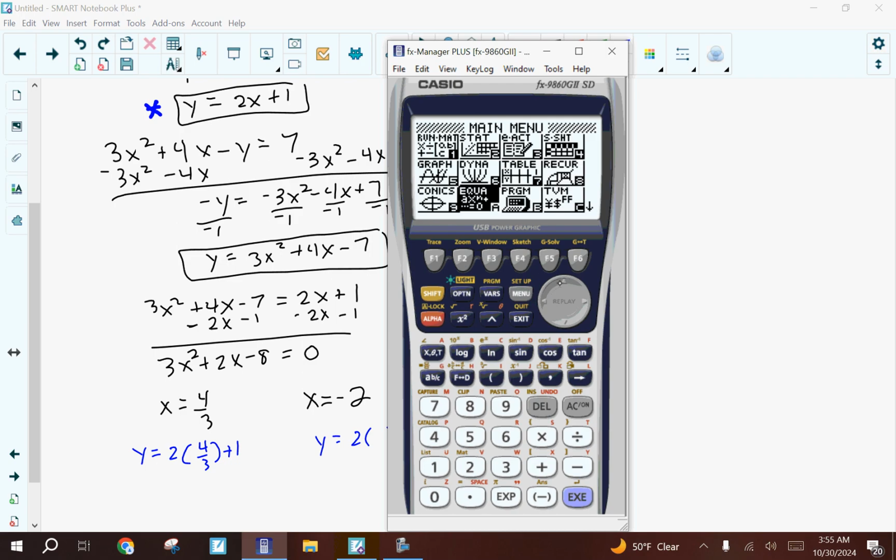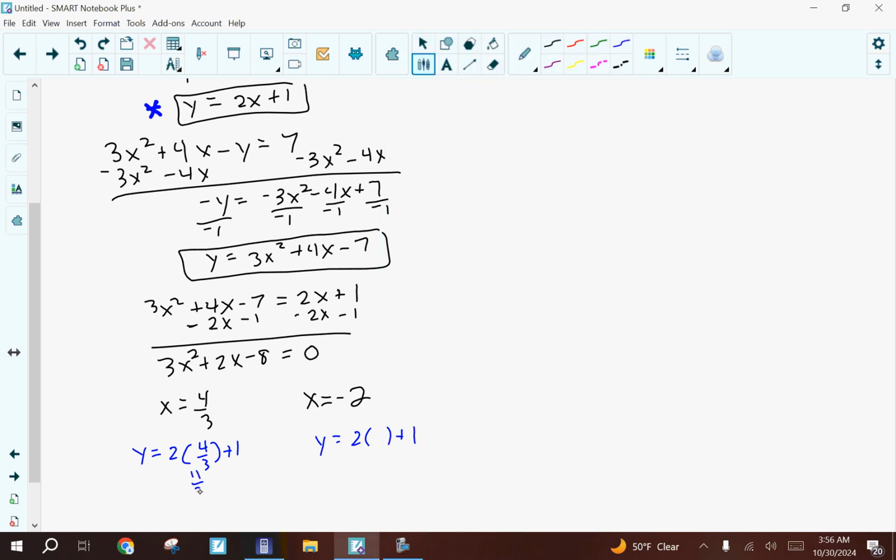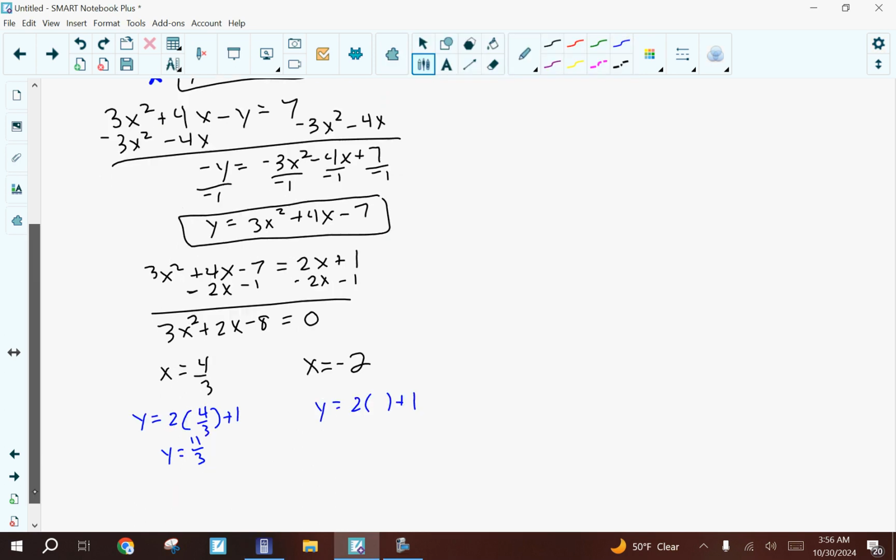So I can just go into the regular calculator for that. 2 parentheses 4/3, close the parentheses, plus 1. Oops, forgot the 1. Plus 1. So 11/3 is y. So that means the answer is 4/3 and 11/3.